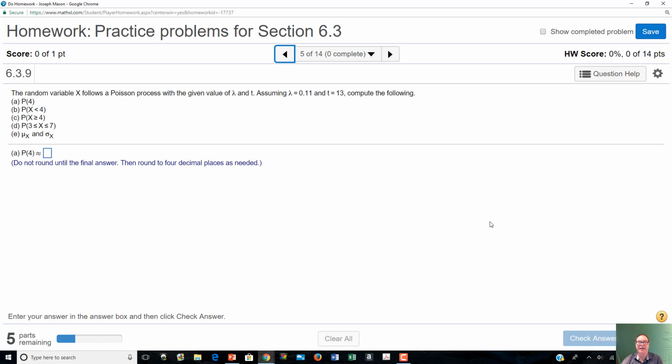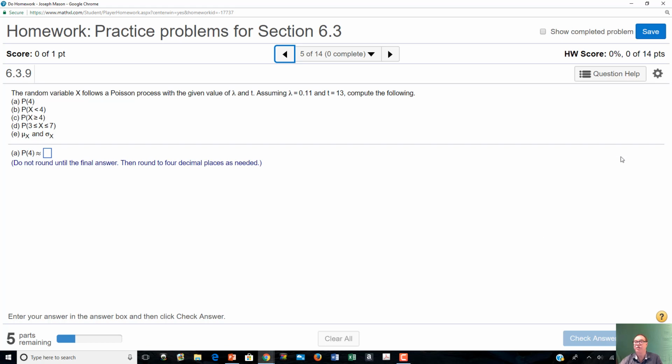Let's go back to A, probability of 4 in parentheses. This is actually the probability x equals 4. They just don't put x equals, they just put the 4 in parentheses. And then B is the probability x is less than 4. C is the probability x is greater than or equal to 4. D is the probability x is greater than or equal to 3 and less than or equal to 7. And E, you're going to find the mean and the standard deviation.